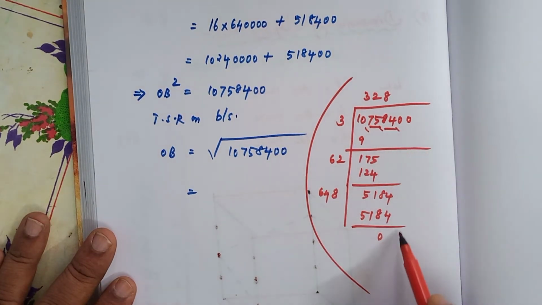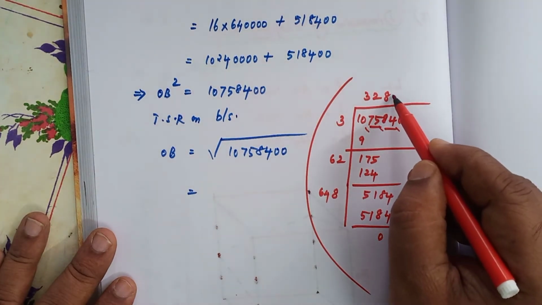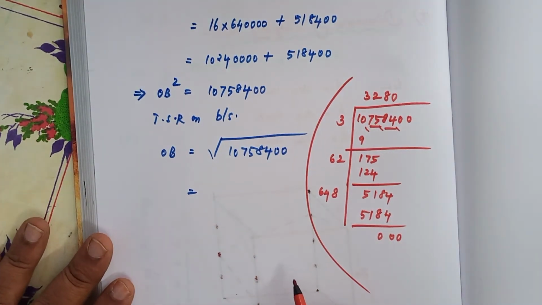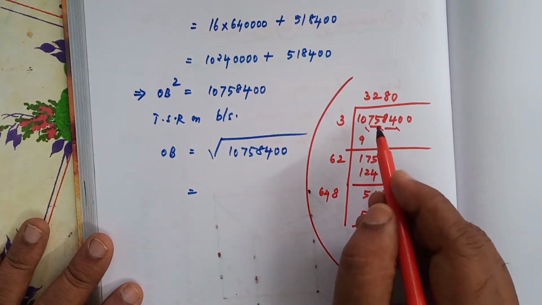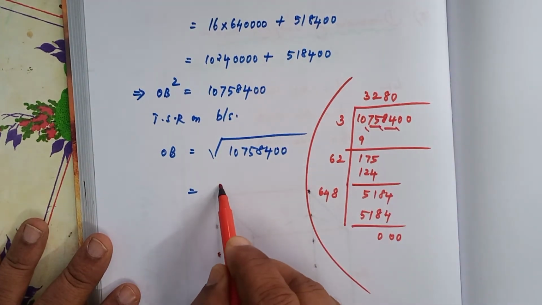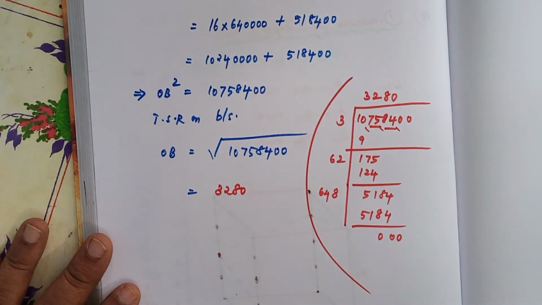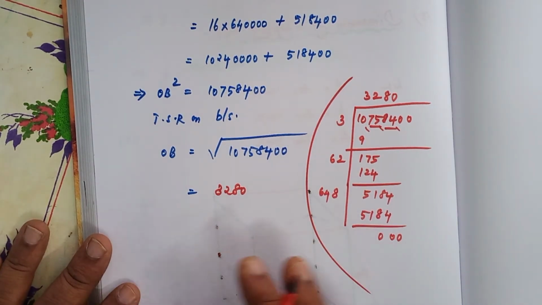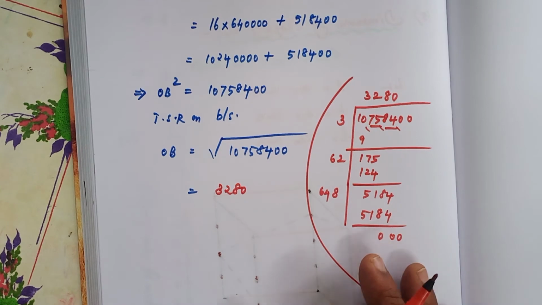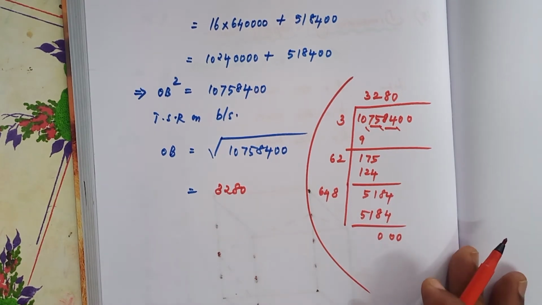Here you have to bring down double 0. Since we have double 0, you have to put 1 0 here, half of that. So 3280, that is the square root value. Okay. Therefore, that is the total length of the escalator equals 3280 units.